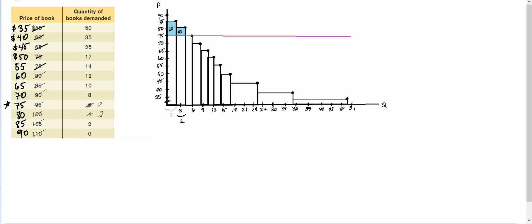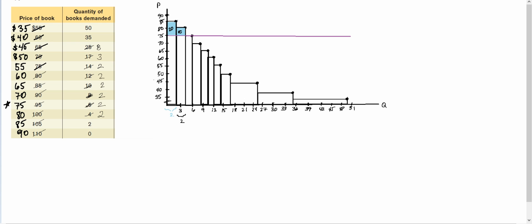So we went from 4 to 6. Then again, 2 more when the price dropped to $70. We had 2 more come in when the price dropped to $65. 2 more when the price dropped to $60. 2 more when the price dropped to $55. 3 more when the price dropped to $50. 8 more when the price dropped to $45.